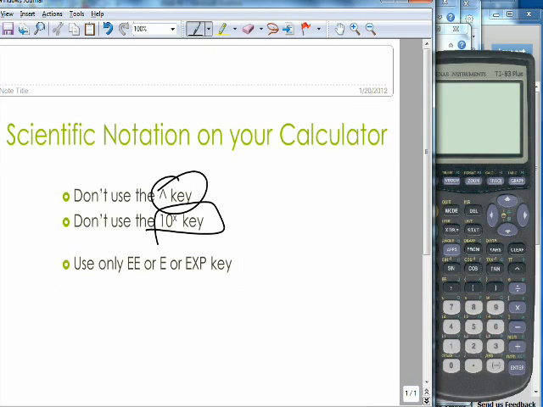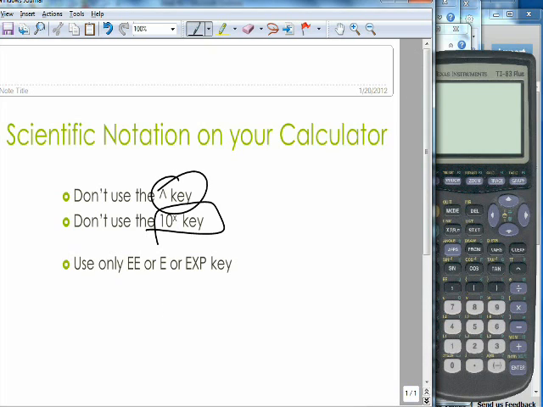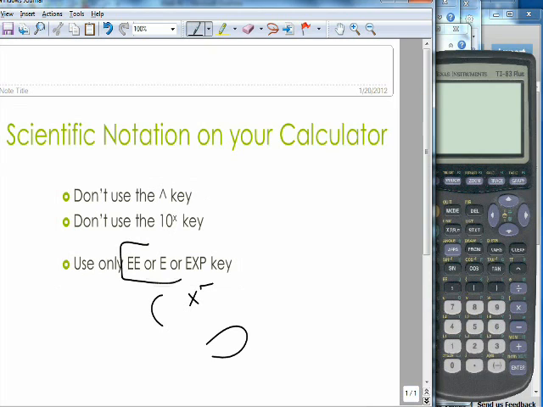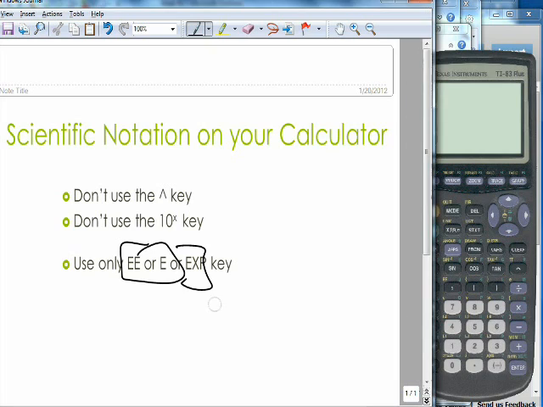Also, don't use the 10 to the power key. The 10 to the power key is right here. Don't use that. So don't plug in 10 to the power and then put in some number, and then you're going to have parentheses and all sorts of stuff. Things will go wrong. Use the E key. Or in some calculators, it's the exponent key. Okay, so make sure you see an E. It's very easy if you just plug things in. All you have to do is put a number in, put the E, and then another number, and you have it.